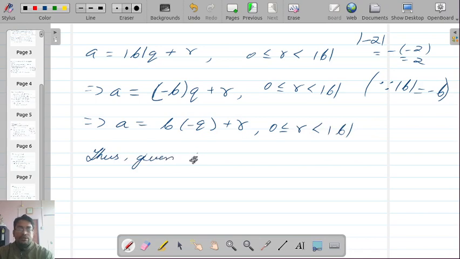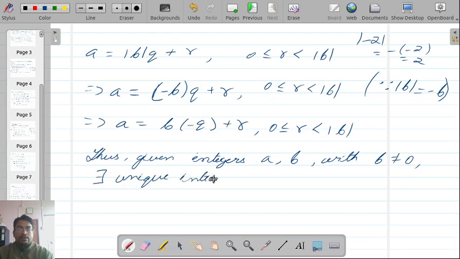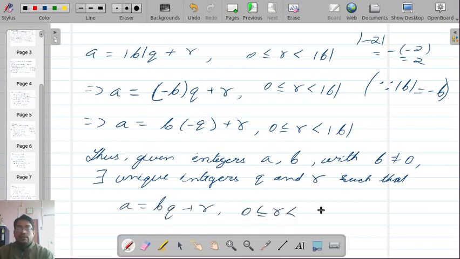Thus, given integers a, b with b not equal to 0, there exist unique integers q and r such that a equals bq plus r, with the restriction that 0 less than or equal to r strictly less than modulus of b. So this is the proof of the division algorithm using the well ordering principle.